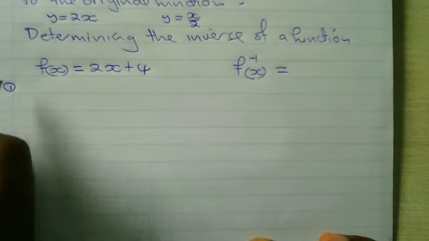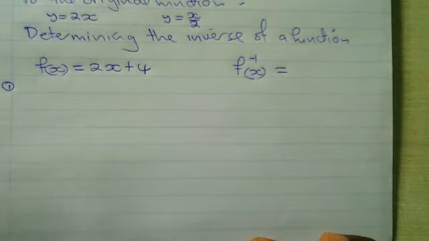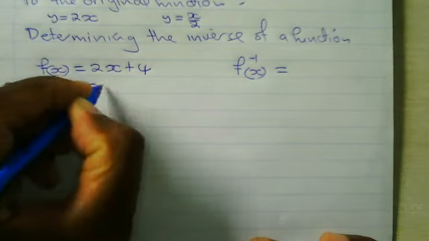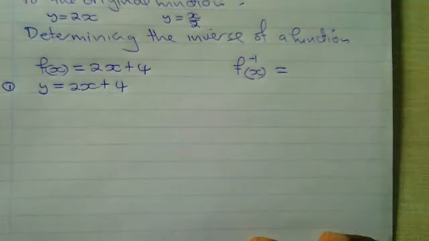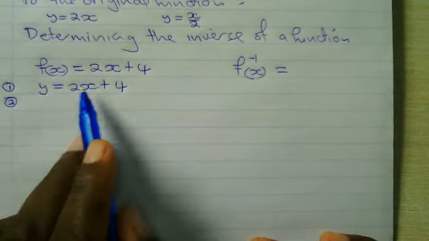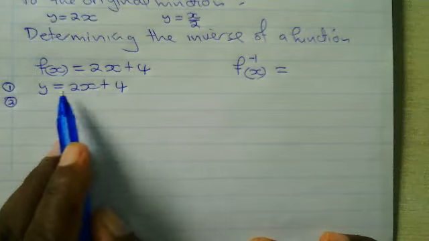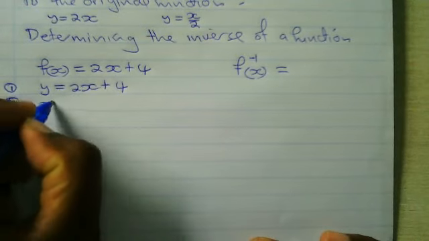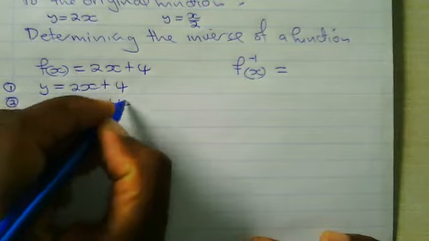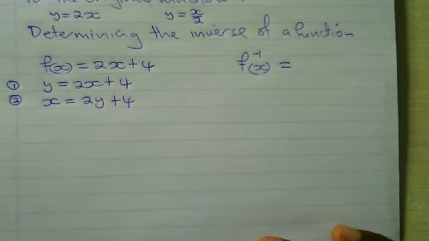Step number 1, we need to write this in terms of y. So this is y is equal to 2x plus 4. And then step number 2, you need to swap these two variables x and y. So we have x is equal to 2y plus 4. That is the second step.